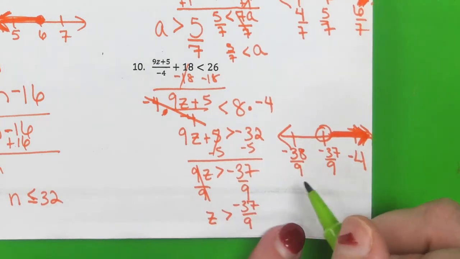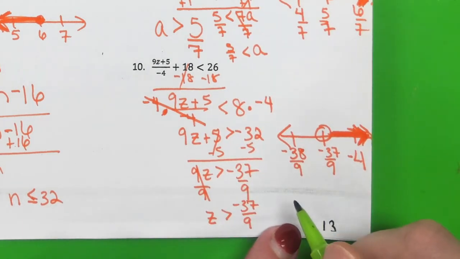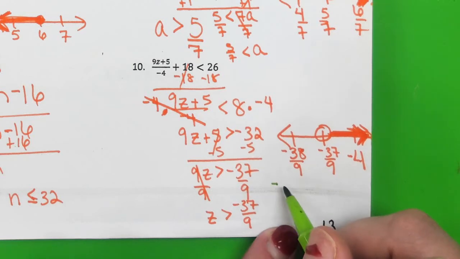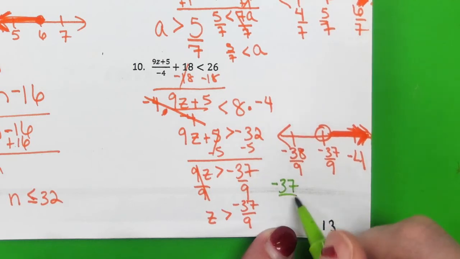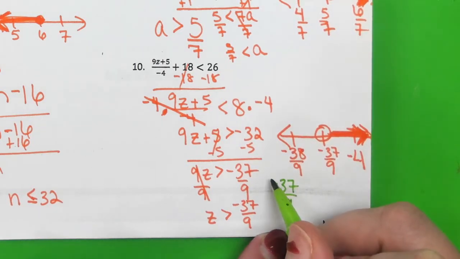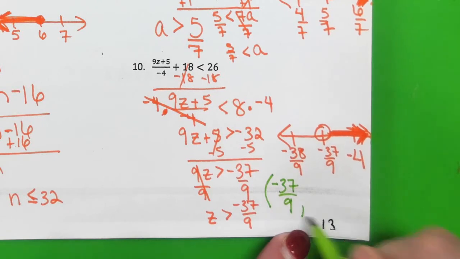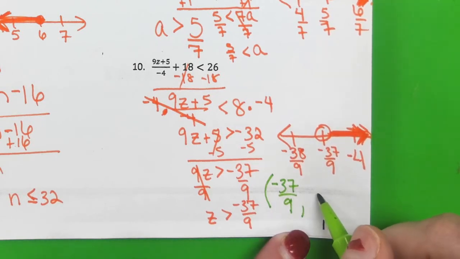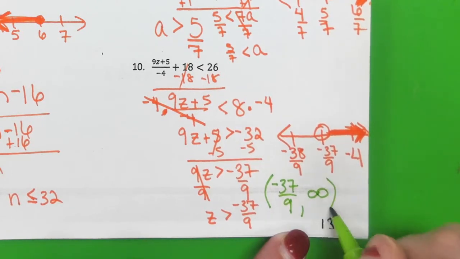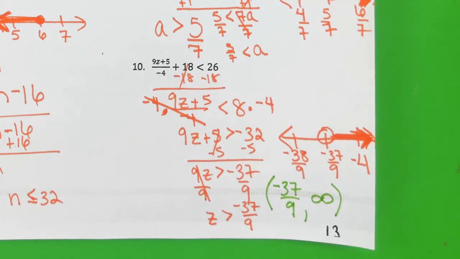What about this one? What's on the left-hand side? Is the graph on negative 38/9? Where's the graph at? 37/9. And open or closed? So it gets parentheses, right? And then where does it go to the right? Infinity. There you go. And infinities always get a parentheses. Y'all okay?